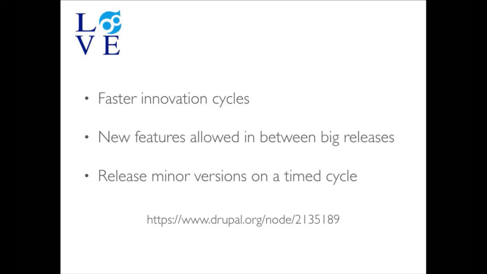We've decided as a project to do releases and to do our versioning differently with the goal of releasing more often, getting more features out the door earlier in the release cycle on an ongoing basis, and it's called semantic versioning. So it means faster innovation cycles, it means new features are going to be allowed in between the big releases. So for Drupal 7, there was an absolute feature freeze. No new features were put into Drupal 7 for the last 5 years. That's a long time to wait when the world changes so fast like it does these days. Won't have that problem with Drupal 8.